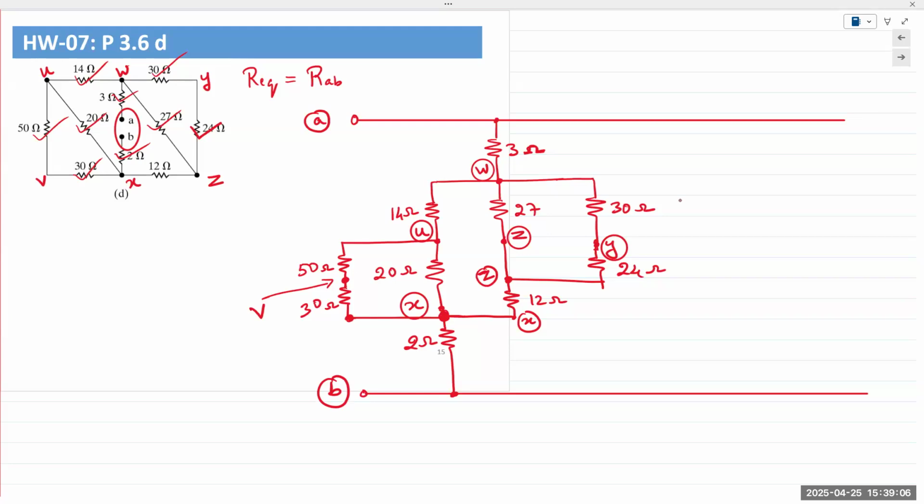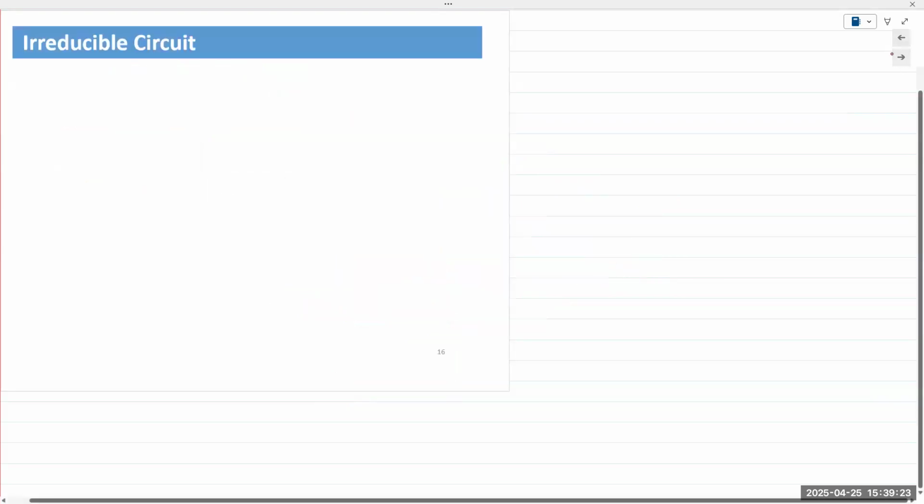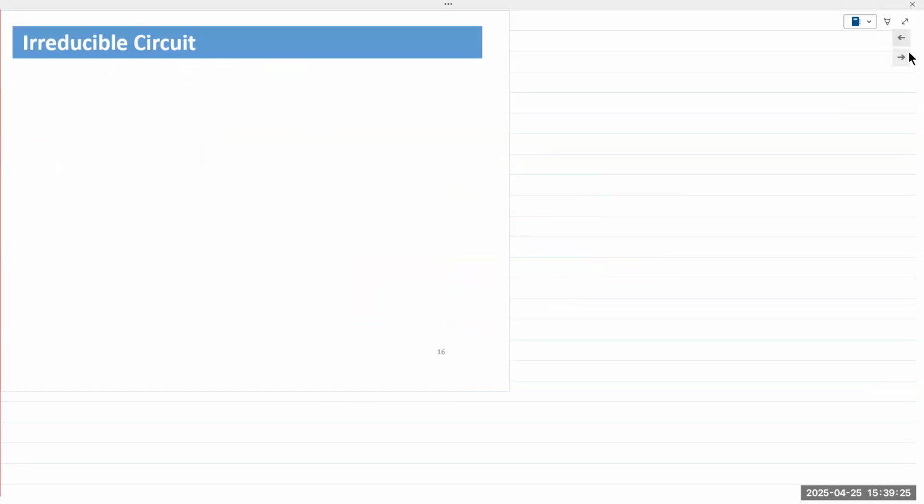So you can use this technique, or if you can just solve it directly by creating a vertical schematic, you can proceed with that. It's fine, right? Any questions? Okay. All right. Let's move on to the next one. There is an irreducible circuit that's not part of the homework. I just want to give it out to you. You can practice it.